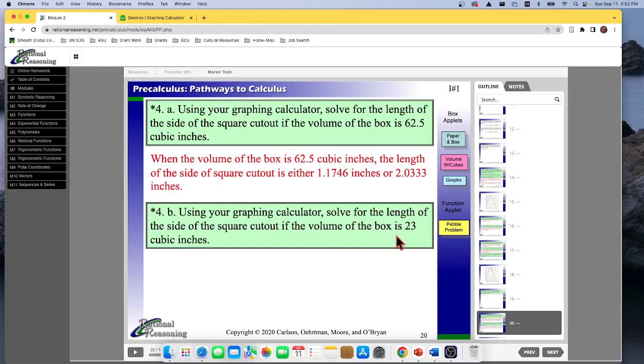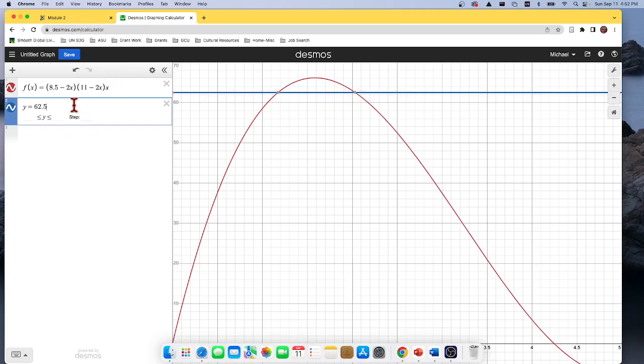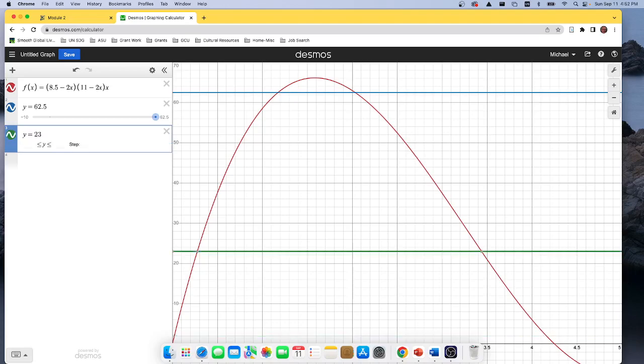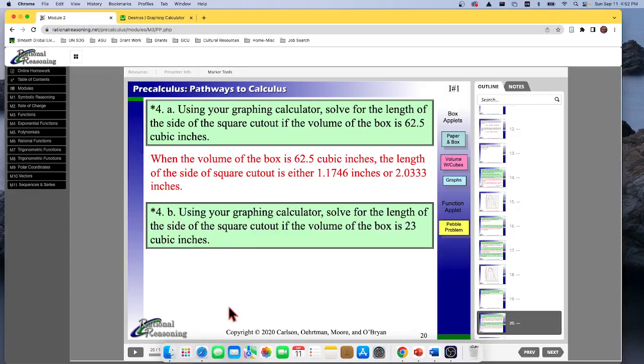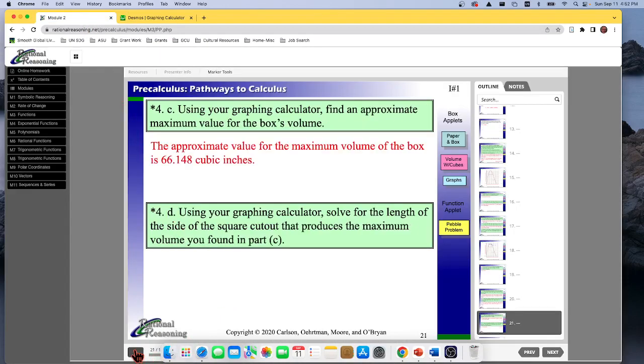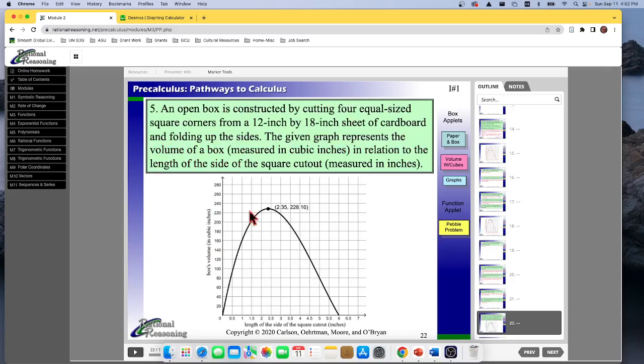Now if you want to see the volume of 23, you do the same thing. Y equals 23, and then you can get those values here. So it's where that's intersecting. So a cut of 3.4 or a cut of 0.277. Let's make it 0.28. All right, so we'll kind of keep moving forward through this. We got that. We could actually get a maximum value.